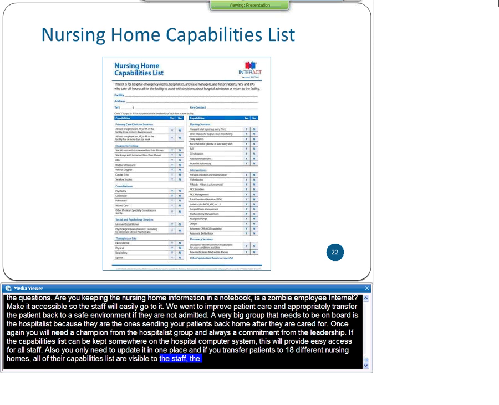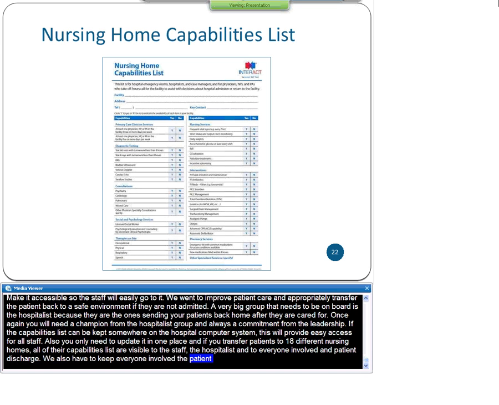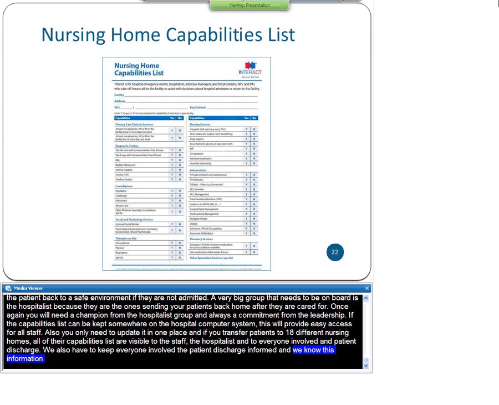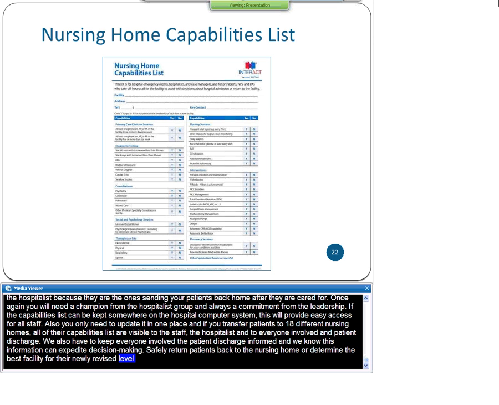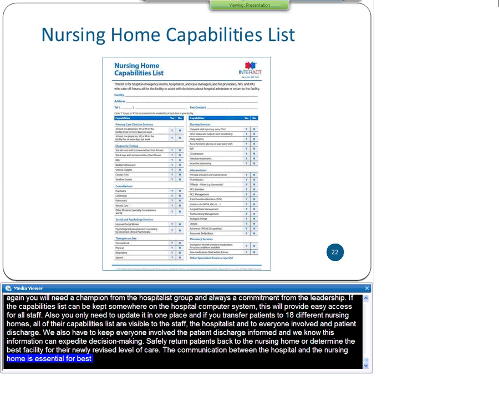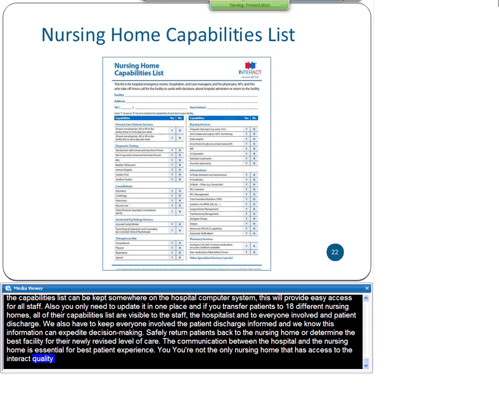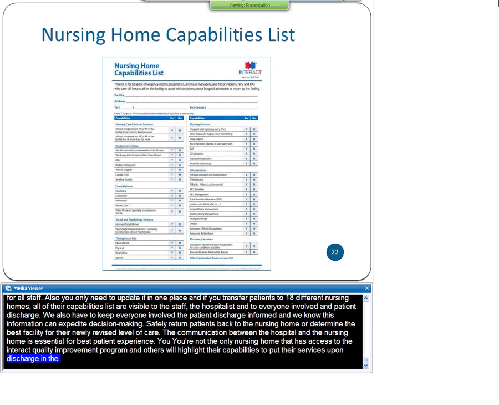So we also have to keep everyone involved in patient discharge informed. And we know that this information can expedite decision-making, safely return the patient back to their nursing home, or determine the best facility for their newly revised level of care. The communication between the hospital and the nursing home is essential for the best patient experience possible. You are not the only nursing home that has access to the Interact Quality Improvement Program, and others will certainly highlight their capabilities to put their services upon discharge in the best possible light. Just remember that hospitals or nursing homes can start this conversation, and now is a very good time to start thinking about your implementation plan.